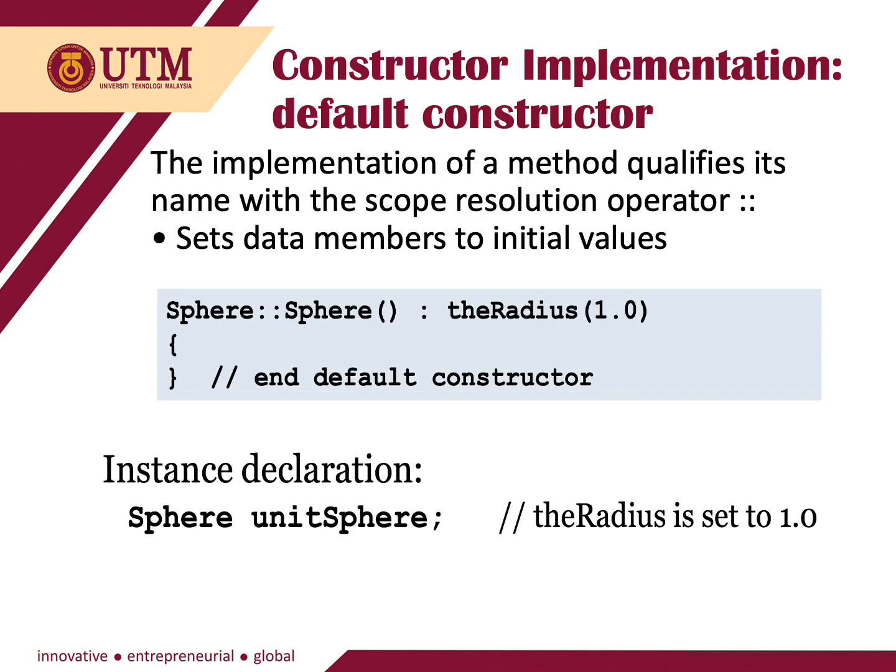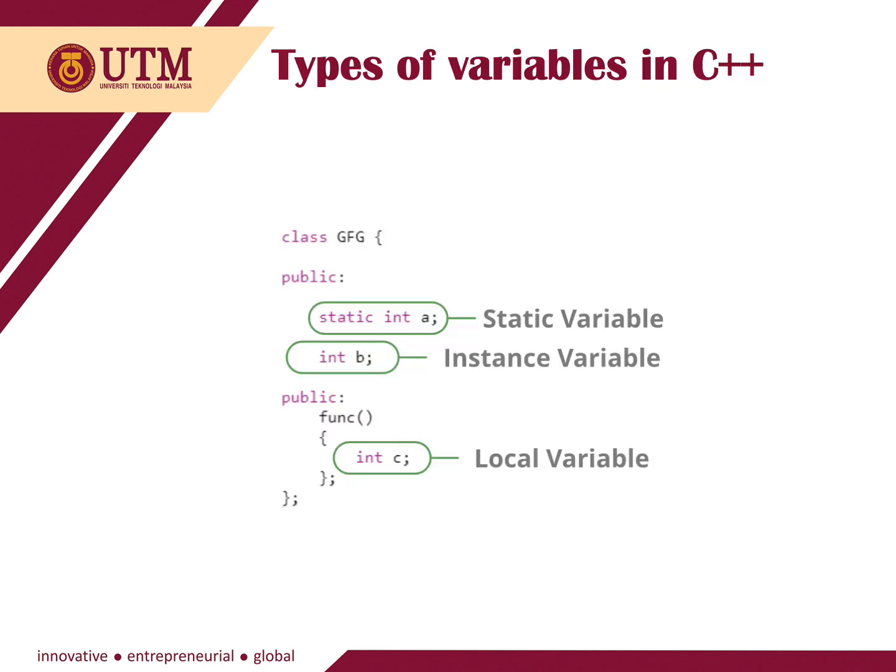Let's see the default constructor. The implementation of a method qualifies its name with the scope resolution operator. We can see here this sets data members to initial values. So this is the default constructor, right? Let's say we declare the instance as Sphere unitSphere. There are types of variables in C++. As I mentioned in the previous slide, we are talking about the instance variable.